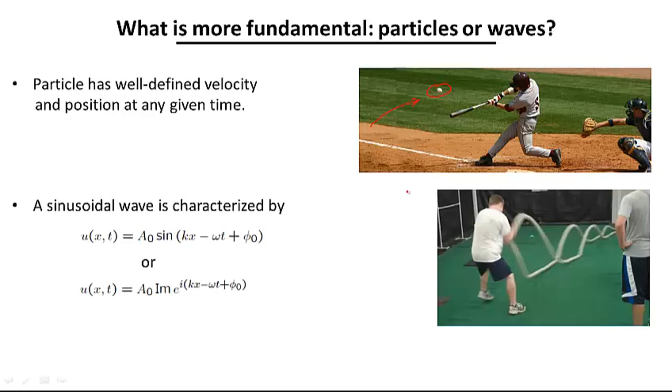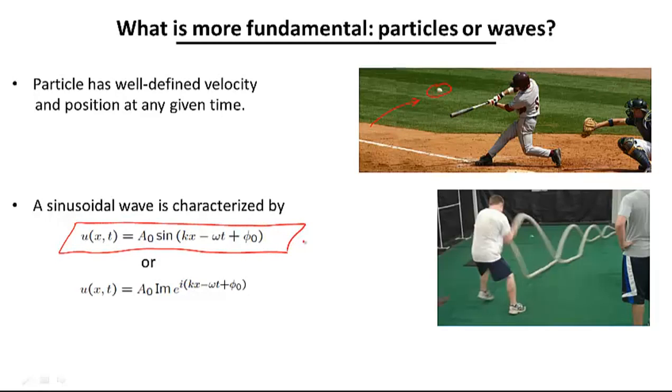In contrast, when we're talking about waves, it doesn't really make sense to ask the question where the wave is located. So here in this example, I'm showing a wave which is generated using a rope. And just by looking at it, you realize that there's no well-defined position of a wave. However, we can define the wave velocity and the wave vector. And also we can describe a wave using this mathematical expression.